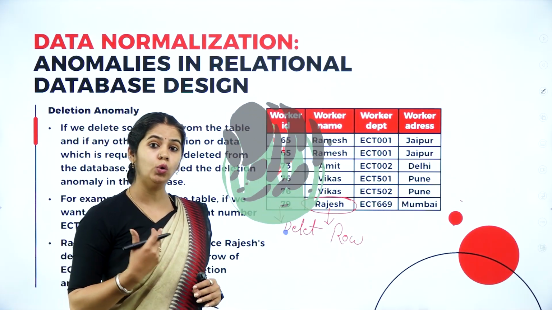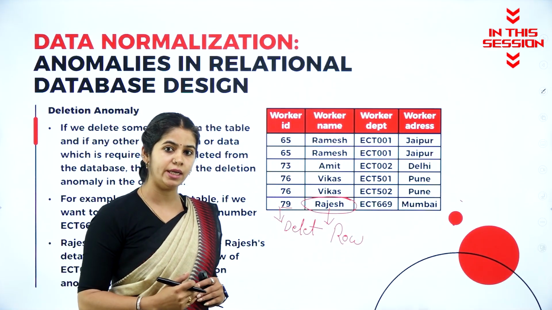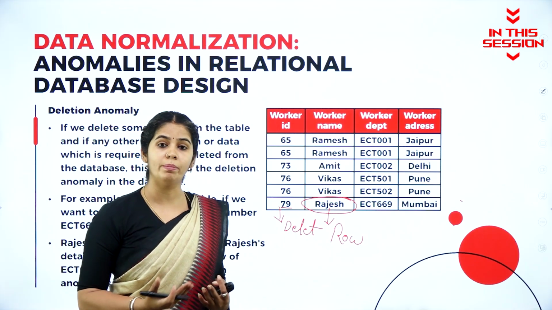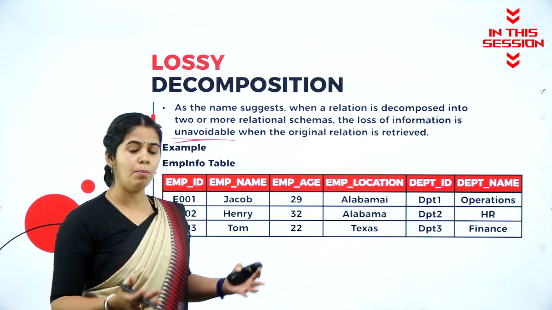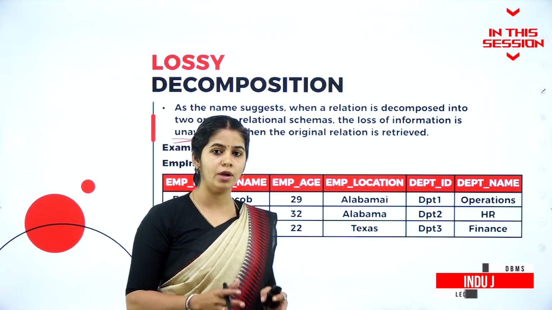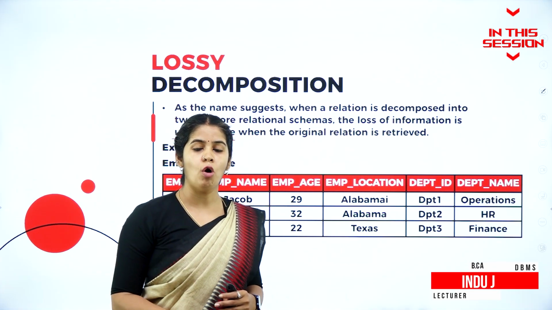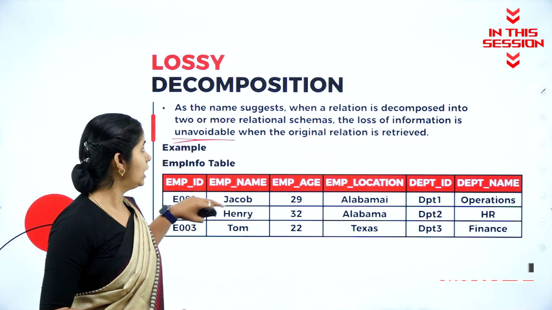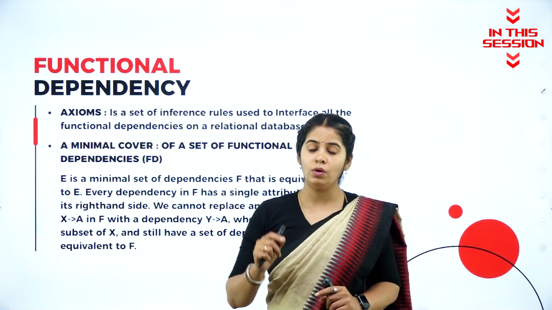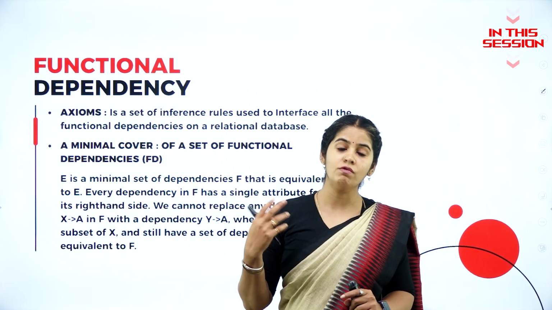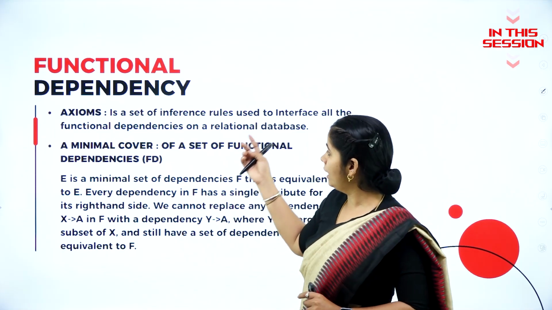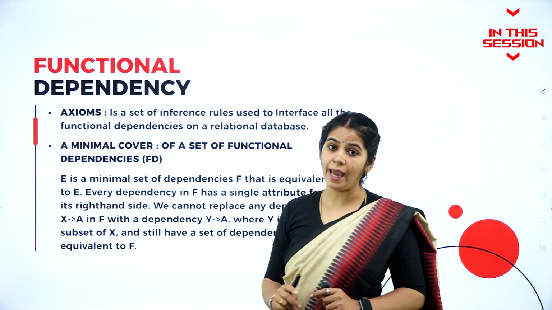Whenever you want to use it as an employee table, the Rajesh detail will not be available. When we are combining and joining two operations, there will be some loss of data. Such type of decomposition is called lossy decomposition. In a relational table, you may have more than one functional dependency that is represented using the axioms.